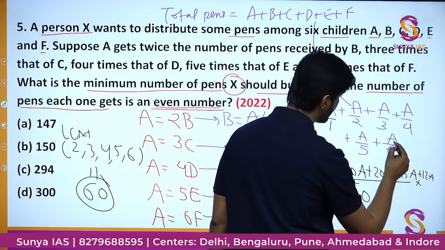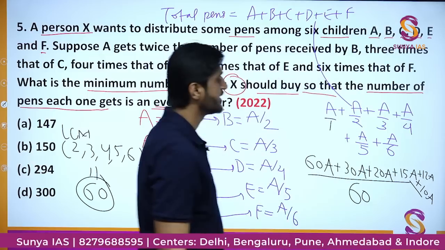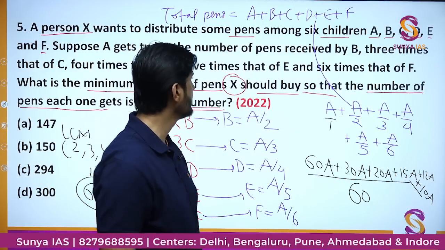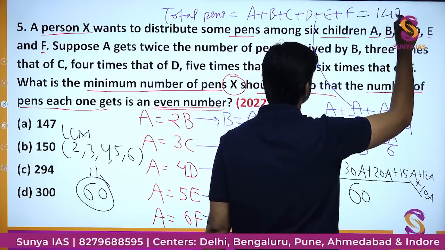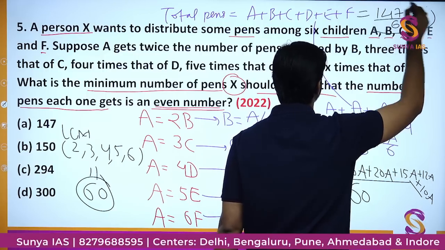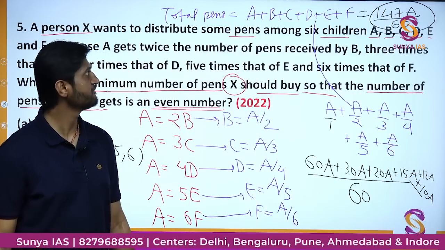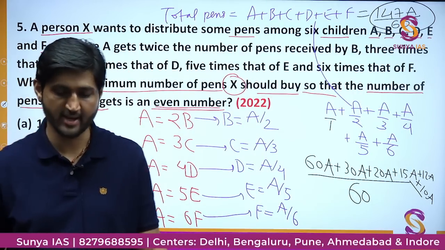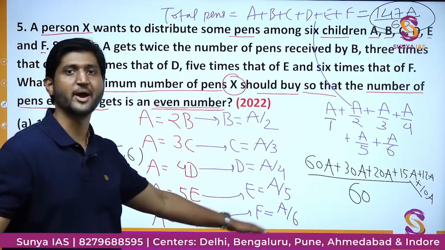And finally, you will have from here 10A. So if you add up all these values, you will get a nice good value, and that value would be nothing but 147A upon 60. That is the total number of pens that he should buy in order to distribute the pens in such a pattern.